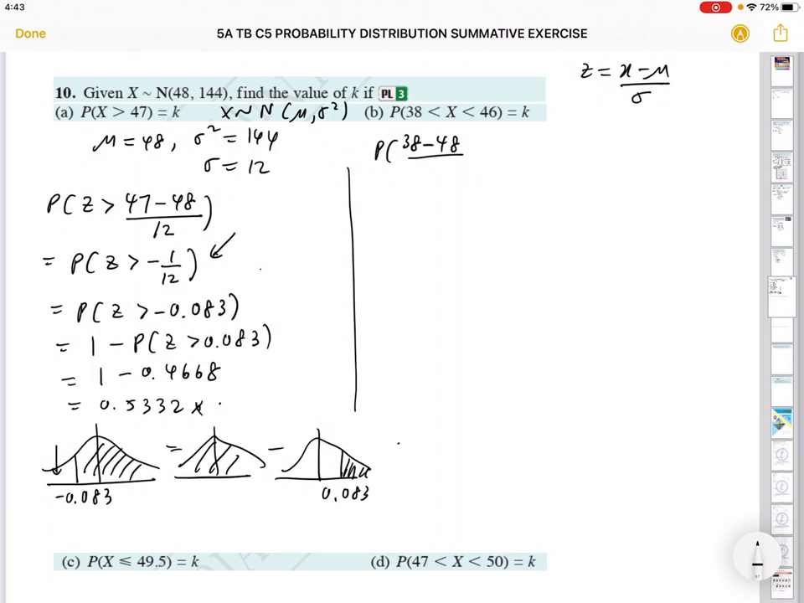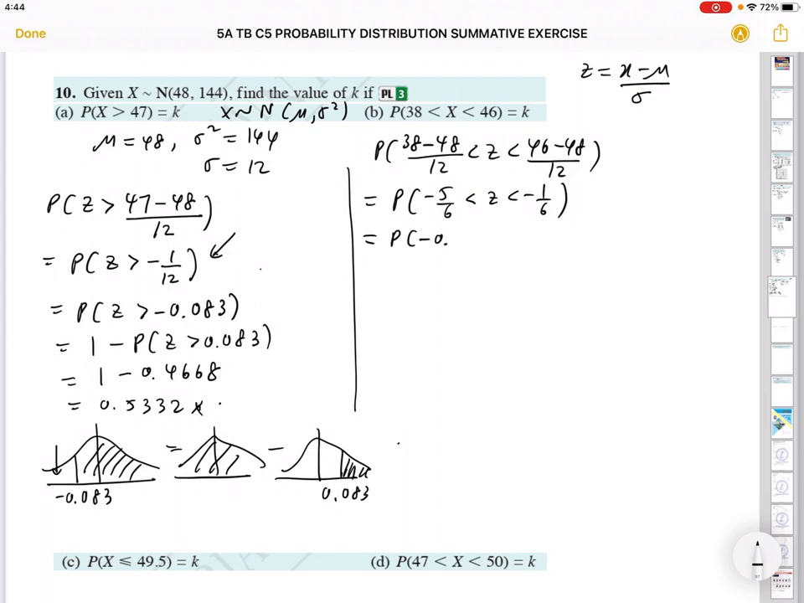This is Z: 46 minus 48 divided by 12, and this is your K value. The whole thing is K, I don't write K one more time. So this is between negative 5 over 6 and negative 1 over 6. Remember, if you're using mathematical table, you cannot read 5 over 6. You have to read the decimal place, and again, it's up to 3 decimal places.